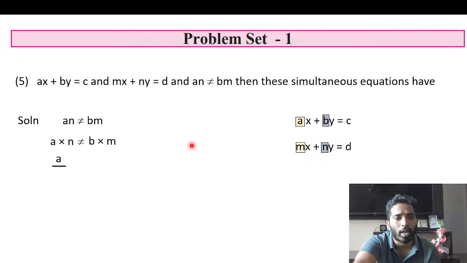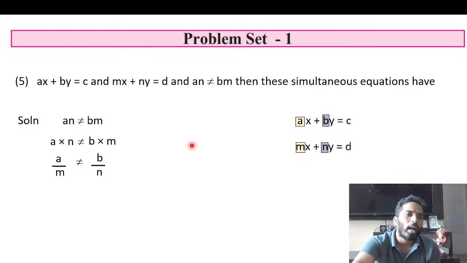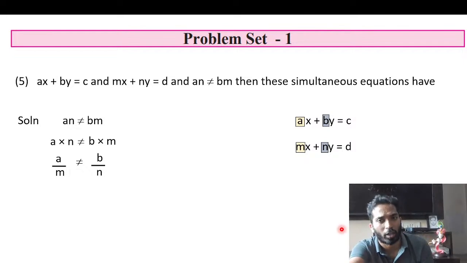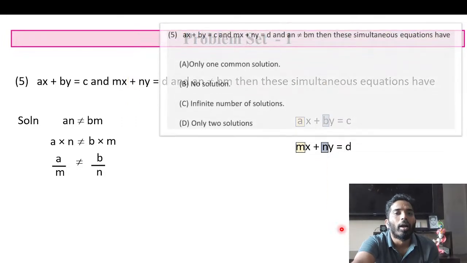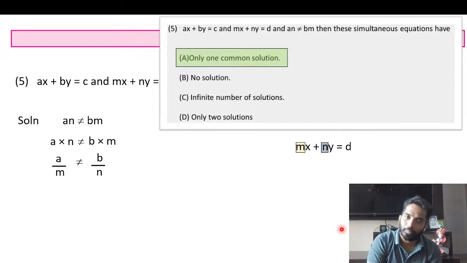तो A अपॉन M is not equal to B upon N, or we can say dividing both sides by MN. Now A upon M, look at this, is not equal to B upon N. मतलब पहला दो रेशियो ही नॉट इक्वल है. ऐसा नहीं है कि पहला दो रेशियो इक्वल है एंड थर्ड रेशियो इज नॉट इक्वल. पहला दो रेशियो इज ओनली नॉट इक्वल. In such cases, we say it has unique solution, which means one solution.